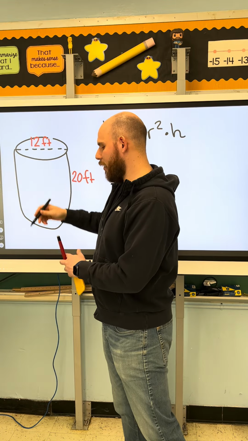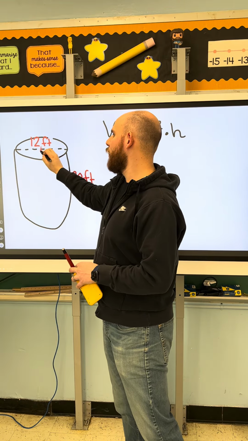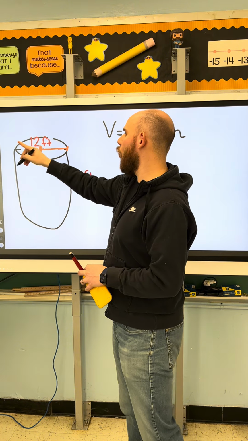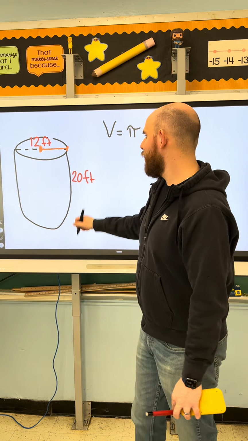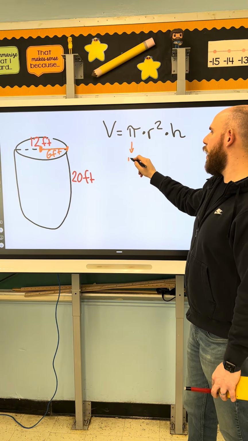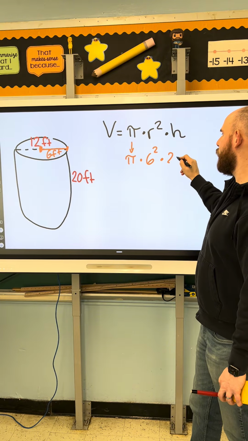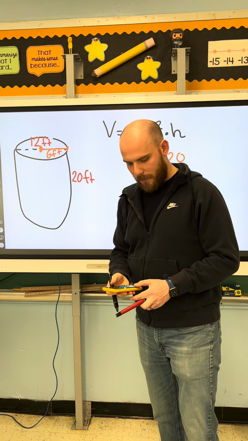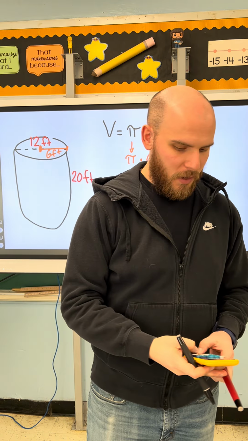So I'm gonna cut this in half. If the whole thing was 12, how much is half? That's right, 6. So I plug my numbers in again: pi times 6 to the second power times 20. And what am I gonna get? Let's see, pi times 6 to the second power times 20.